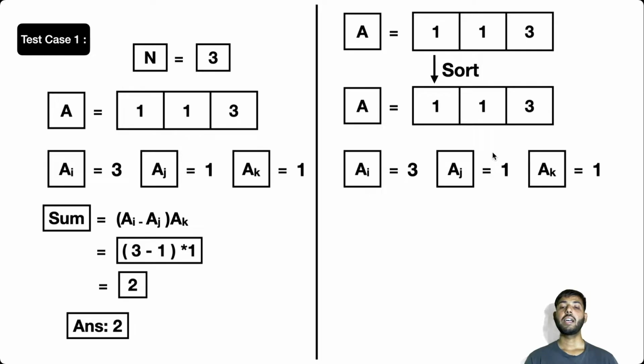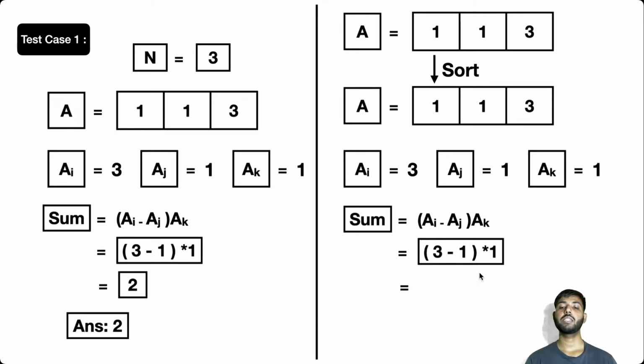Now in all the possible arrays, after sorting the array, if you select this combination, the first element the maximum element, the second element the smallest element, and the third element the second maximum element, we will always get the maximum value after performing this operation. Now let's see this. So our operation is ai minus aj into ak. After performing the operation, we get the value 2 and our answer is 2. That is the answer we get here.